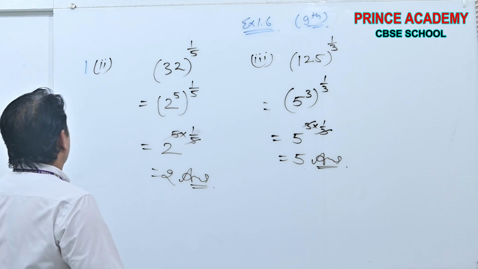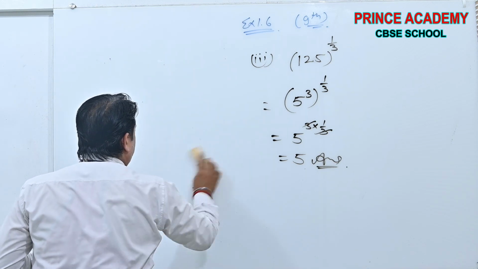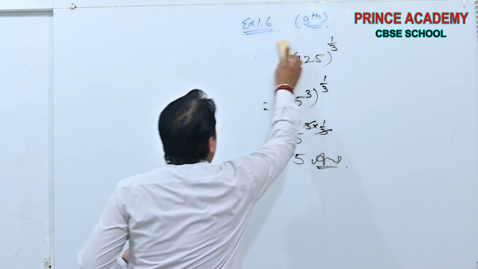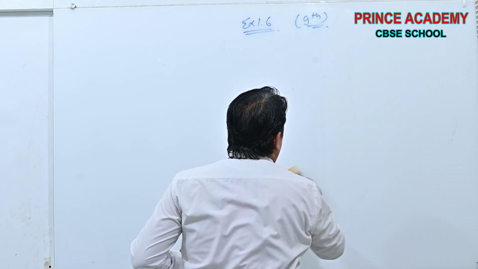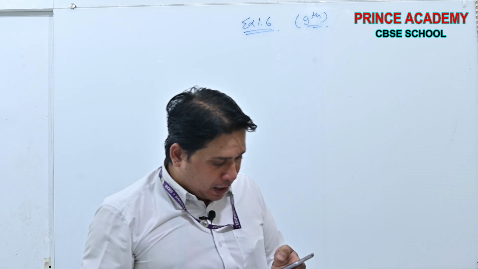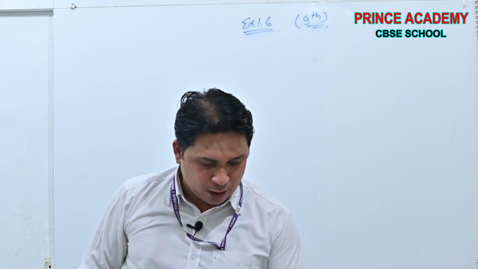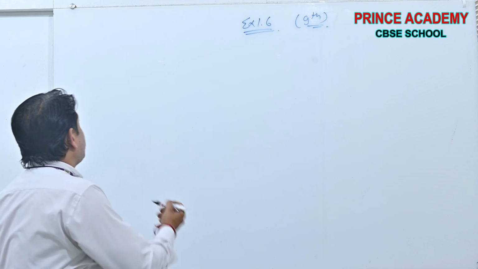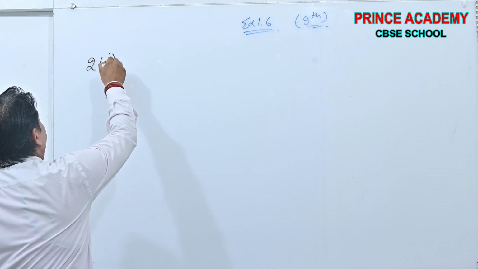Okay? Done. Question number 2, part first. See beta, observe it. What is given here? 9 raised to power 3 by 2.